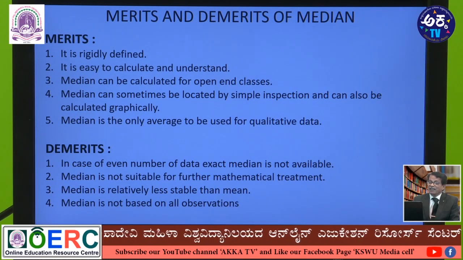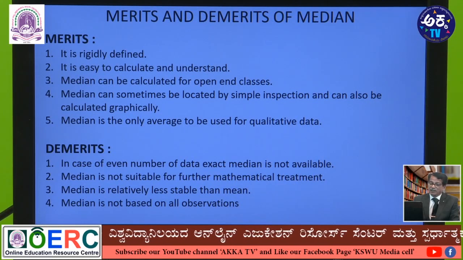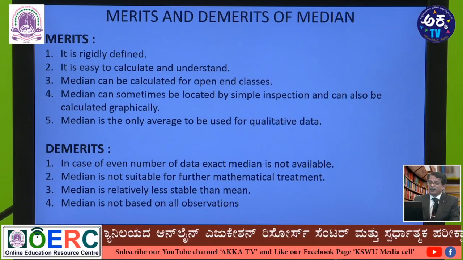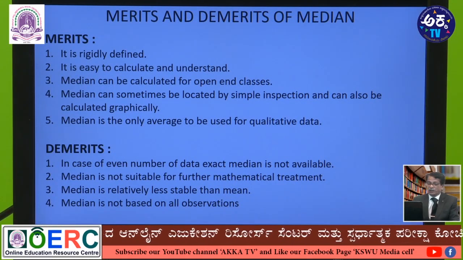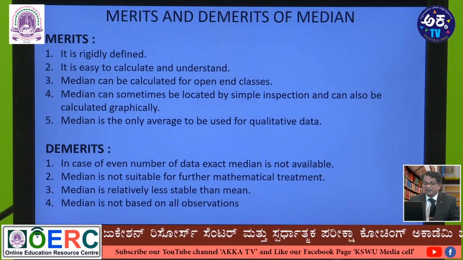Median is relatively less stable than the mean. It is because the approach of calculating the median differs from grouped to ungrouped data. That is why the median is less stable.